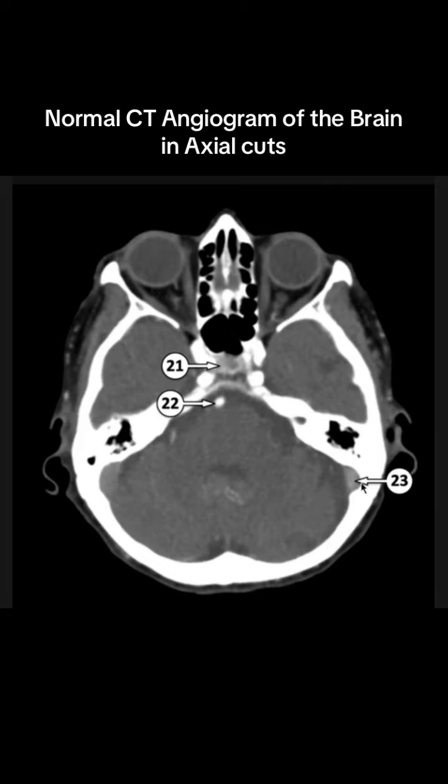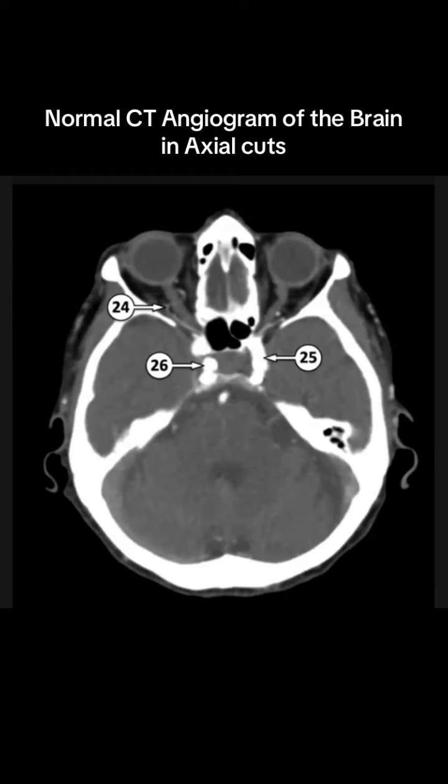23, this is the left sigmoid sinus, and this of course is the right sigmoid sinus. 24 here is the right ophthalmic artery.